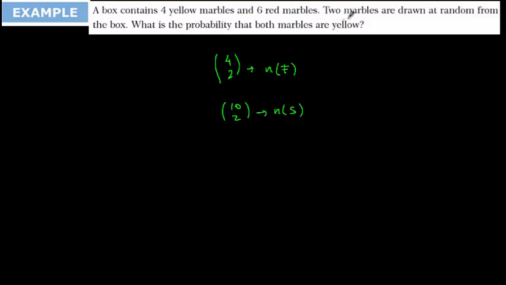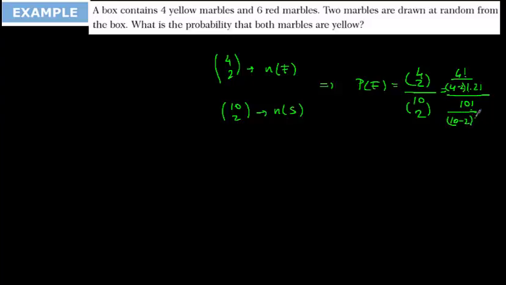But for the event, it says the probability that both marbles are yellow. So from 4, we are selecting 2 of them. Then the answer is going to be the number of elements in the event, 4 with 2, over 10 with 2, which is equal to 4 factorial over (4 minus 2) factorial times 2 factorial, over 10 factorial over (10 minus 2) factorial times 2 factorial. As I said, the simplifying operation belongs to you. We are going to continue in the exam if I ask this question.